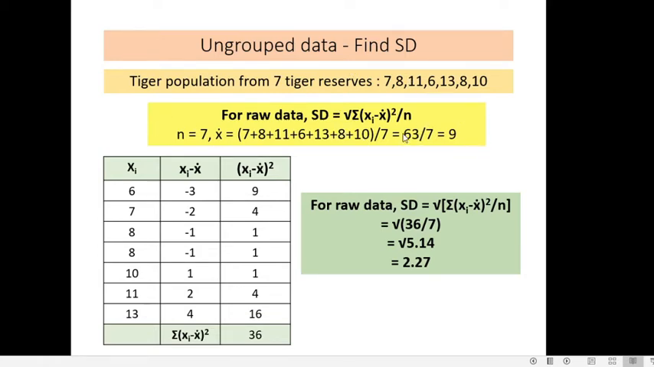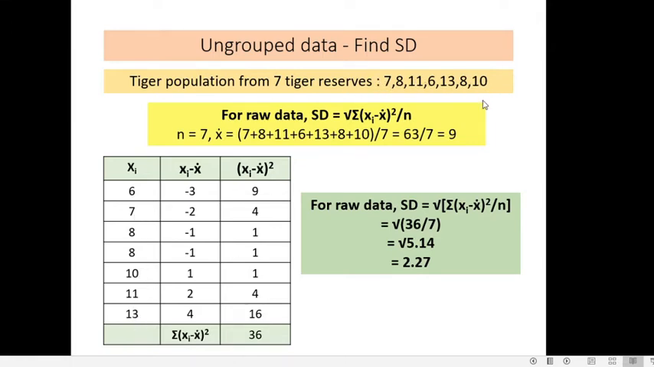Now how do we calculate standard deviation? For that, first we put down the xi values, that is all the observations. We have 7 values and we have arranged them in ascending order: 6, 7, 8, 8, 10, 11, 13.